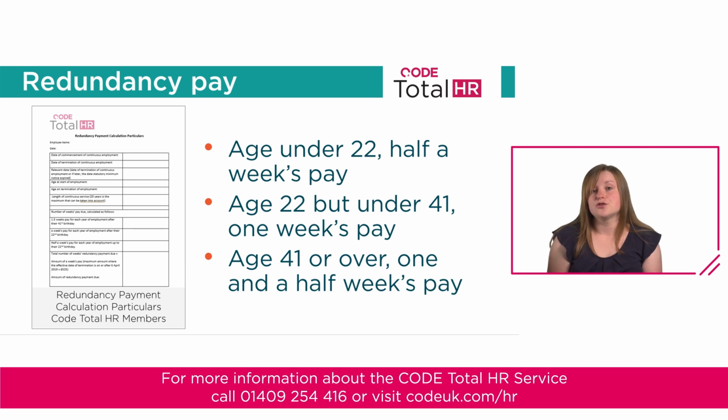Now, looking at the statutory redundancy pay, it's calculated based on a number of different factors. So for every year that the employee is employed and they're under the age of 22, they're entitled to half a week's pay. For every year that they're employed between the age of 22 but under 41, they're entitled to 1 week's pay. And for every year that they're employed age 41 or over, they're entitled to 1.5 weeks' pay.